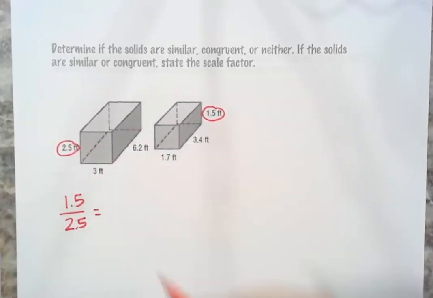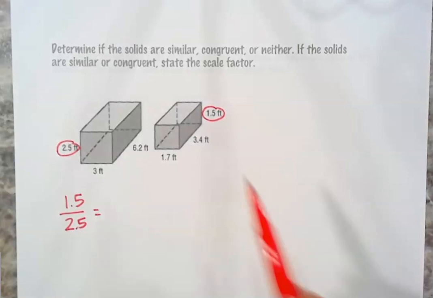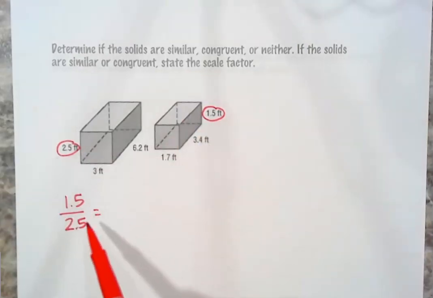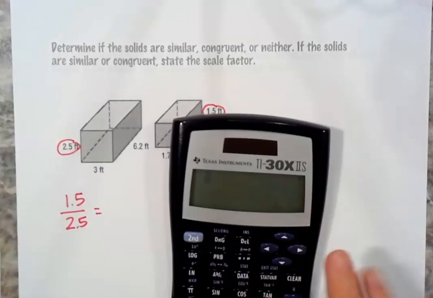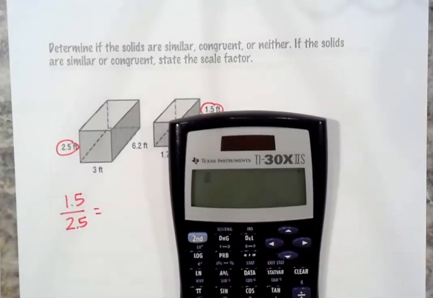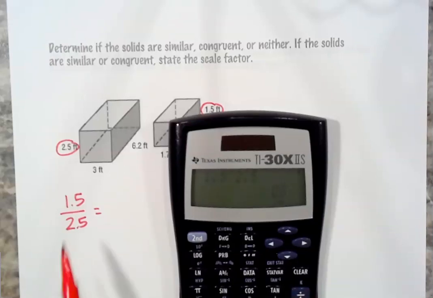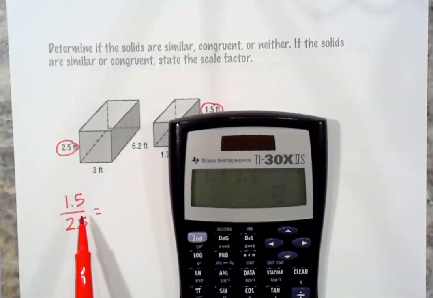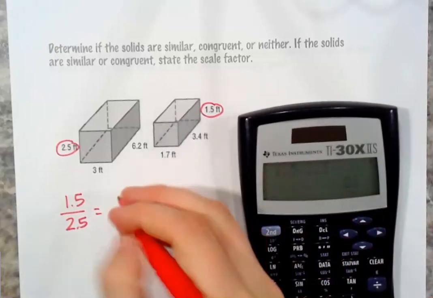Okay, just a fun fact. If you're given decimals in your problem and you're supposed to write it as a scale factor, do yourself a favor and just divide it out and get a decimal. It's not worth your time trying to simplify it in your head. But if we divide those out, because that's all that you're really doing is just dividing, we get 0.6. So 0.6.